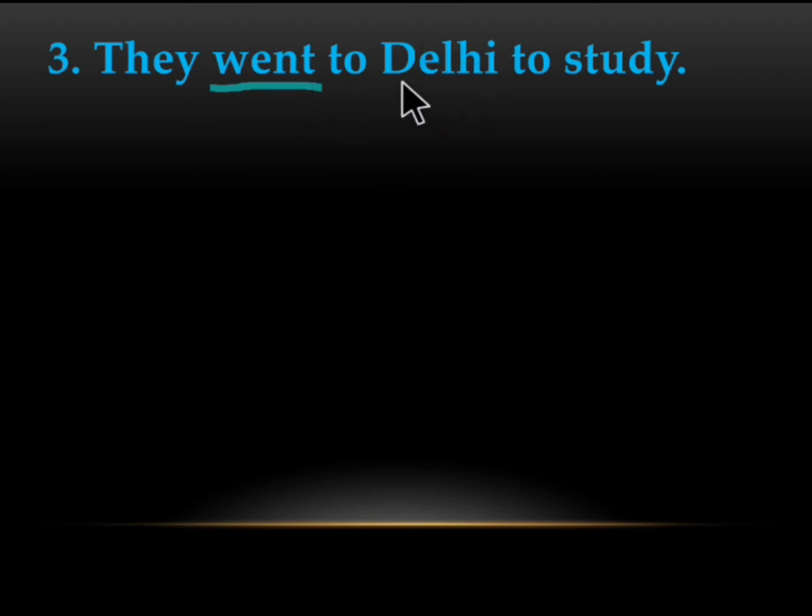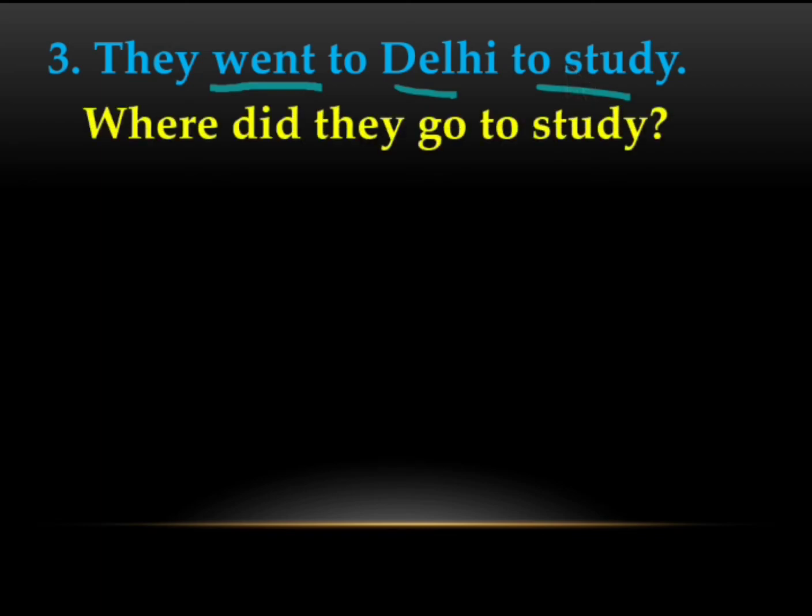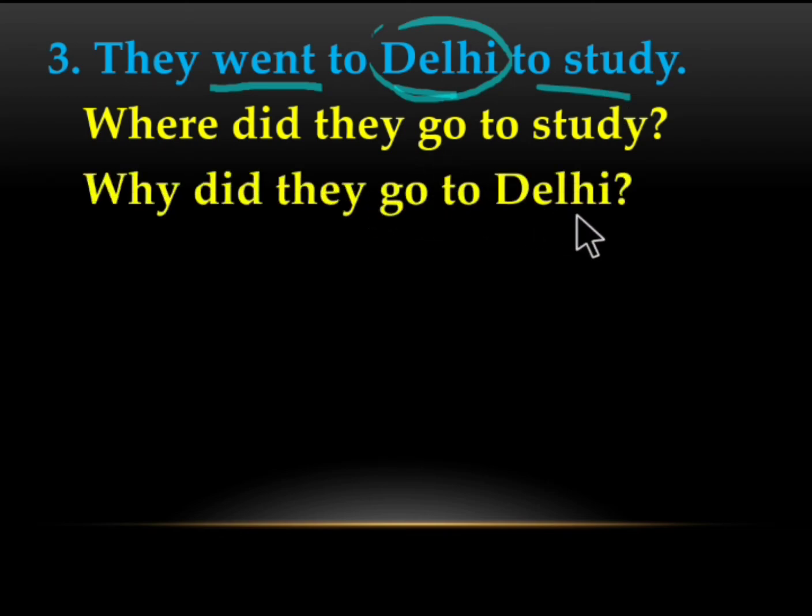If you want the response Delhi, you have one question, and if you want the response to study, there is another type of question. So let us check that. Where did they go to study? They went to Delhi to study. So the response is the place. Now, if you want the response to study, the question is, why did they go to Delhi? They went to Delhi to study. Now you get this response. So depending upon the response, we can frame the question.